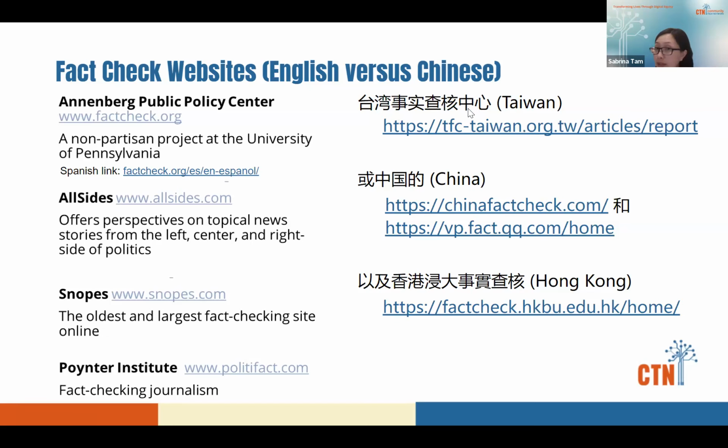But for Chinese-speaking learners, we usually provide these different resources where they can check the news, if it's fake news or not. And we included links to different major regions that speak Chinese. We want to make sure that we're politically correct. So we include China, Taiwan, Hong Kong. So this is some examples.